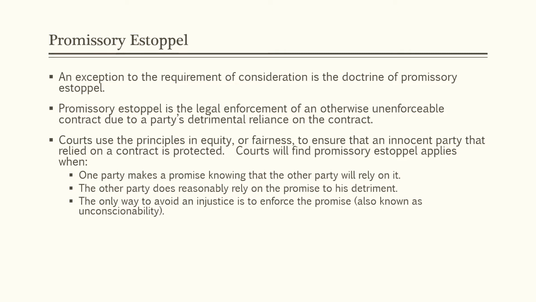They interpret the law, but they can also apply equitable principles to protect innocent parties who are unfairly disadvantaged in contract. Courts will find promissory estoppel applies when one party makes a promise knowing that the other party will rely on it. The other party does reasonably rely on the promise to his detriment. That has two parts: reasonable reliance on the promise and a move toward your detriment, meaning you have to change position. And the only way to avoid an injustice is to enforce the promise.